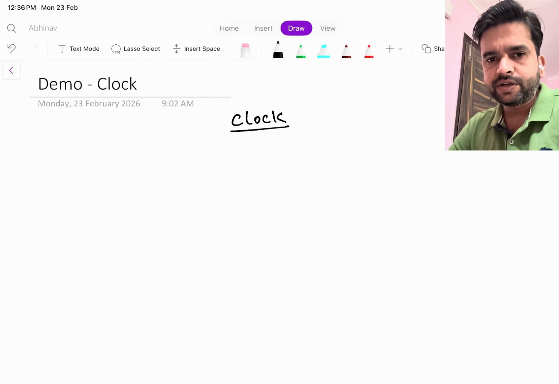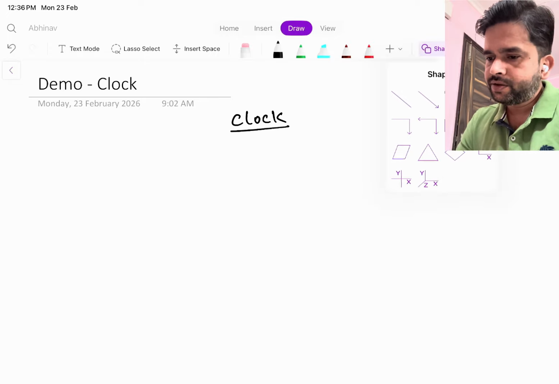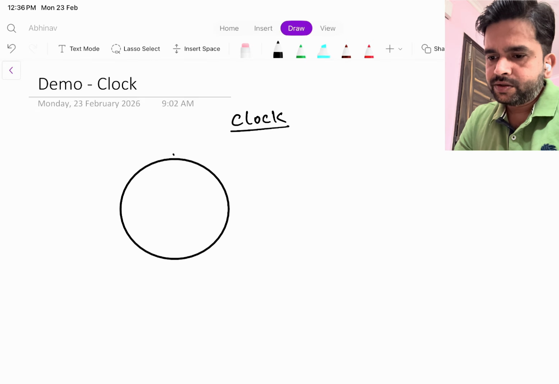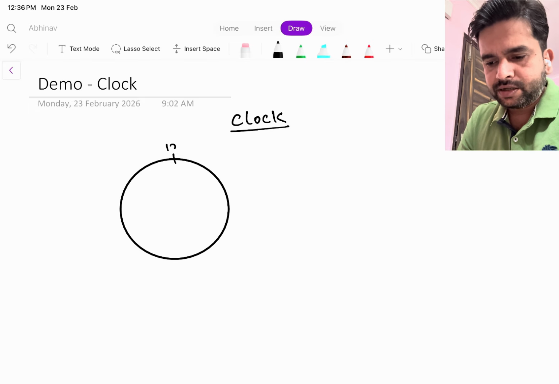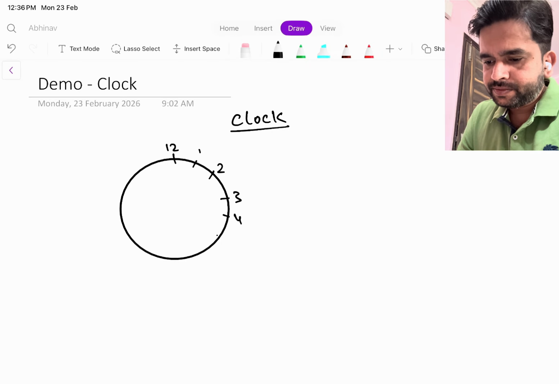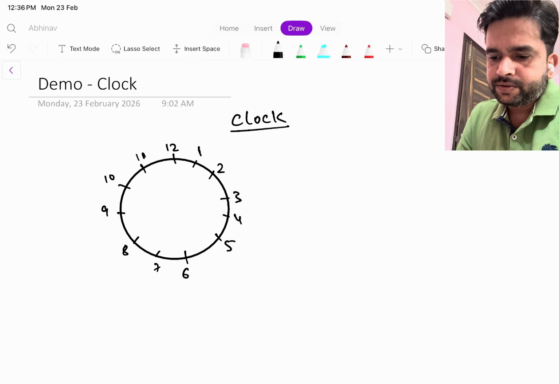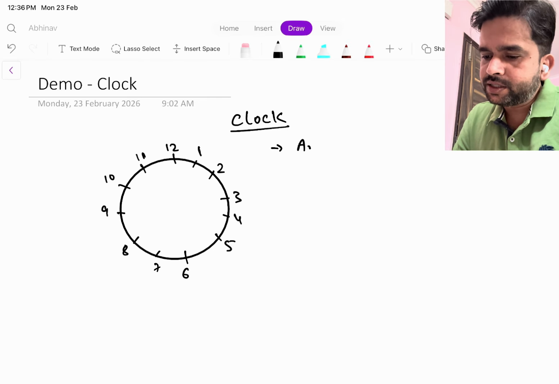Hello everyone. Today we are going to study a topic of reasoning called clock. So let us start the topic. So in a clock there are 12 partitions of hours. So let us draw a clock quickly. So now the first topic that we study in clock is angle between hands of clock.